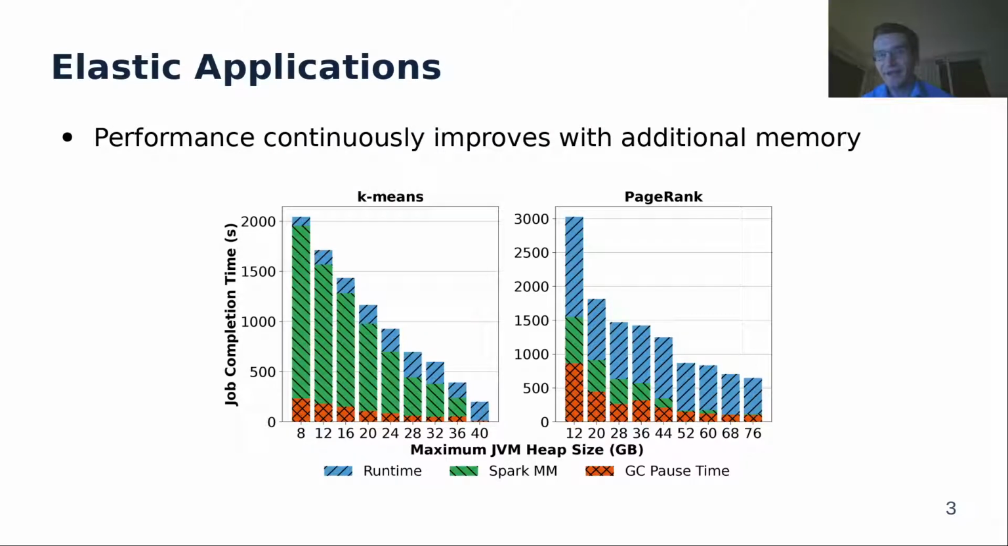On the other hand, today we see new elastic applications break these old traditions. An elastic application practically never stops benefiting from additional memory while still being able to make progress given less memory. In the figure, we see two Spark jobs, k-means on the left and PageRank on the right. We can see that as the heap size keeps increasing along the x-axis, the job completion time drops significantly along the y-axis. As more and more data fits in memory, we see a decrease in the time Spark spends managing memory, shown by the green bar.